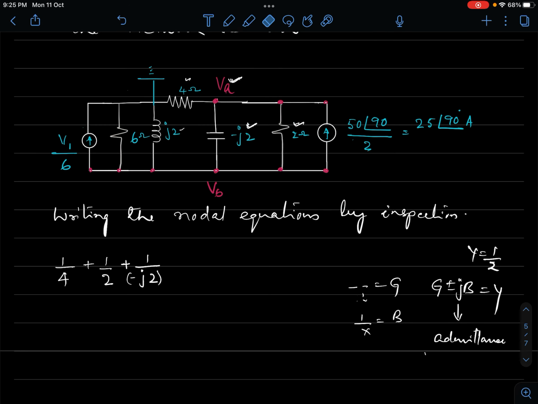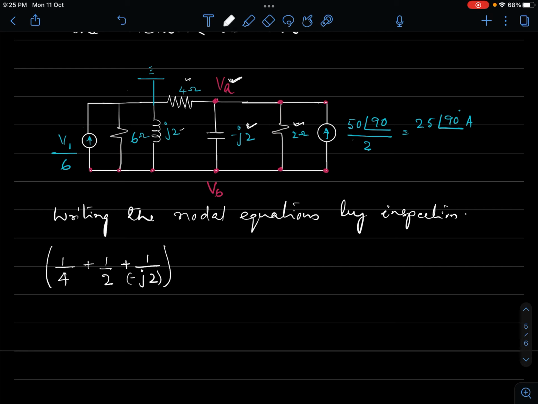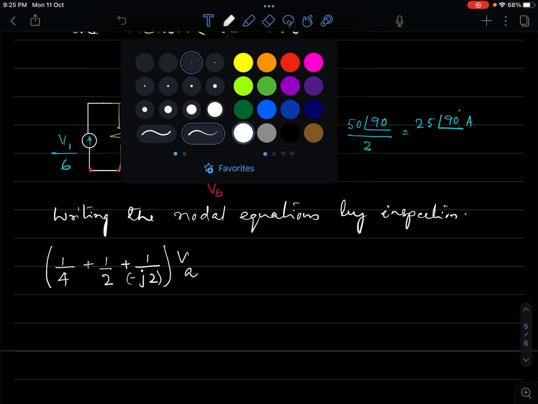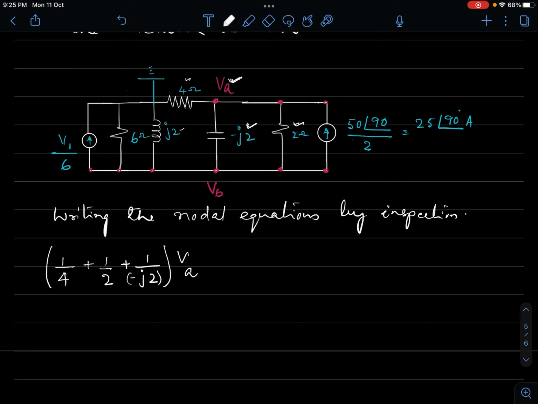That sum of all the admittances at node A has to be multiplied with the node voltage VA. So we have taken the sum of admittances, and now we enclose it within a bracket, multiplied by VA. Here this minus can be removed, and it can be put here. It would look neat. So this is my first term.